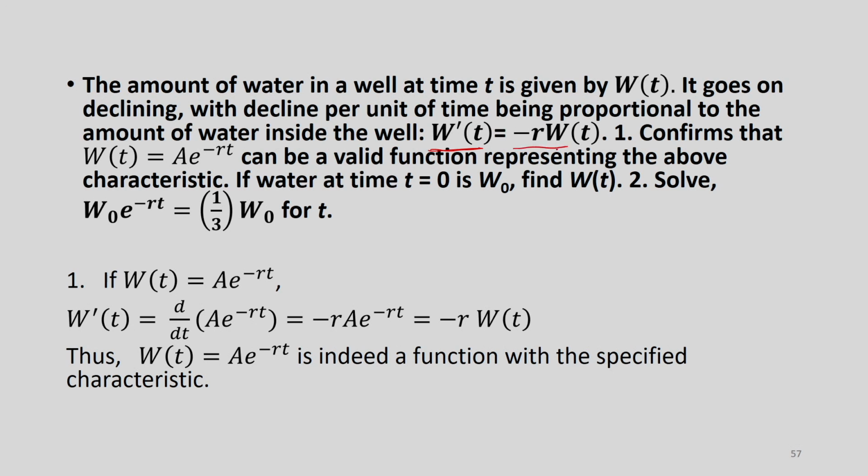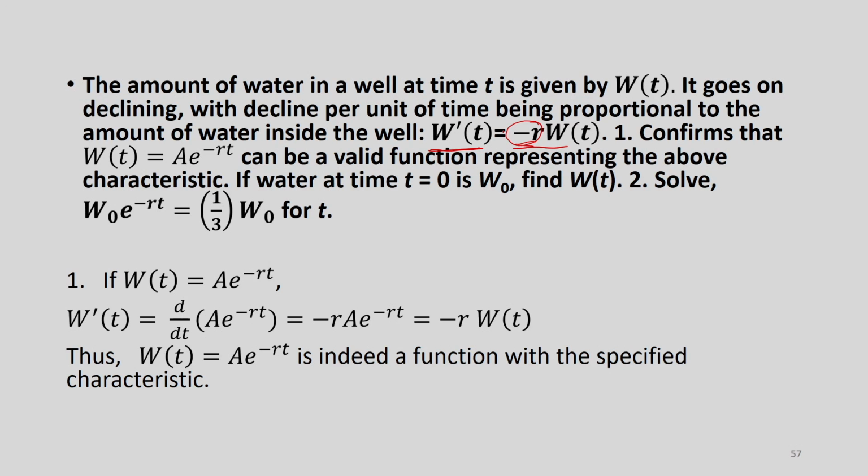So it is written as minus R multiplied by W(t). W(t) is the amount of water inside the well. So it is getting multiplied with some constant, and that constant is minus R. Why minus? Because there is a decline in water. So if W'(t) is negative, that is why they have taken the minus sign here.